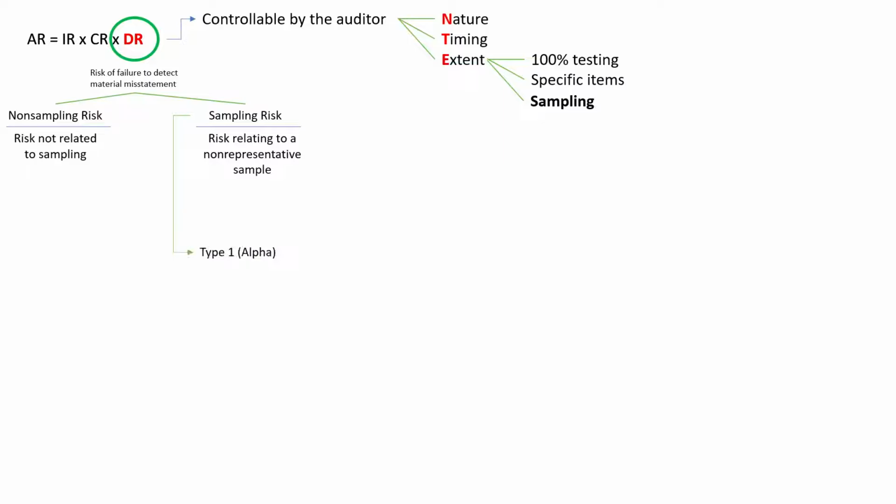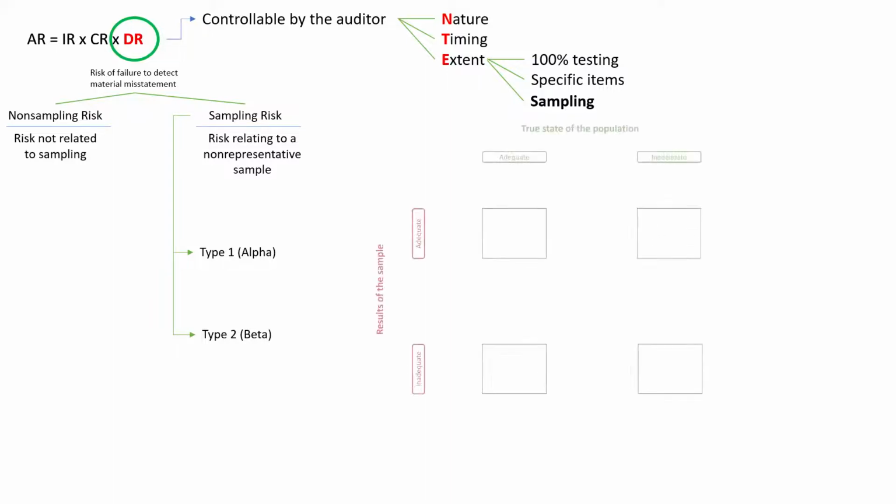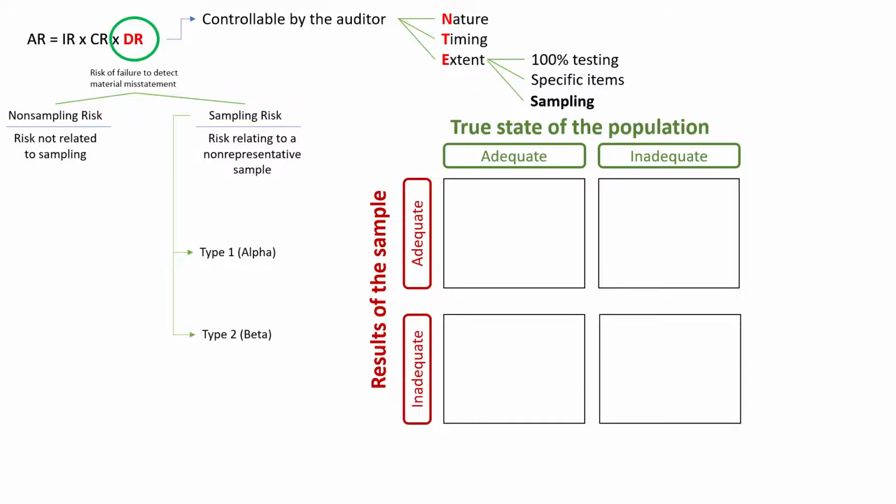There are actually two types of sampling risk. There is what we call the alpha risk and the beta risk. The alpha risk is sometimes called the type 1 risk, and I think you can guess the beta risk is a type 2 risk. Now, in most auditing theory textbooks and literature, you would normally see the illustration of the alpha and the beta risk by the following four quadrants. So, this is a very common illustration of alpha and beta.